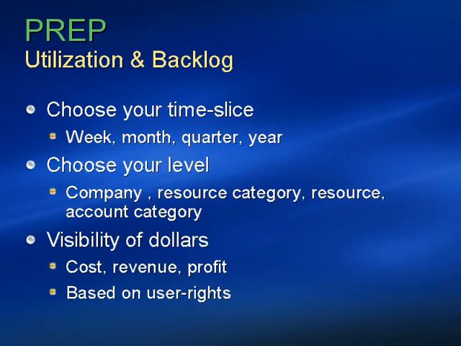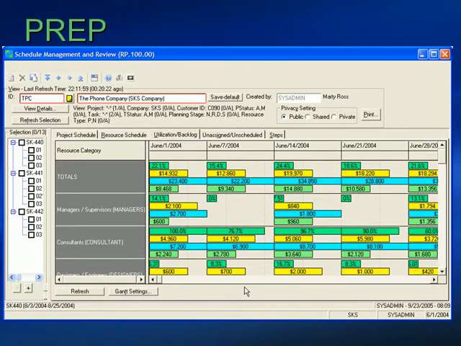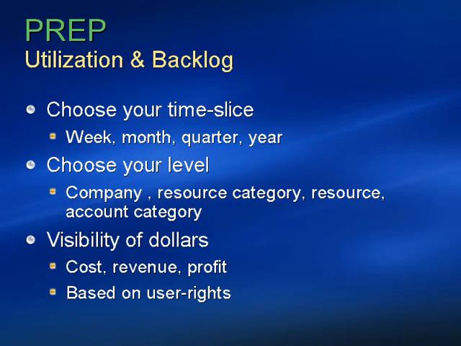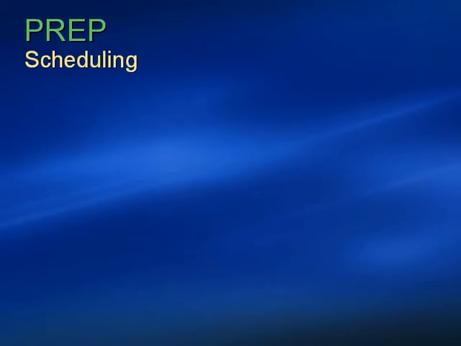As mentioned previously, we have the ability to view the projected cost, revenue, and profit dollars of that backlog, assuming we have the proper access rights. Here's a screenshot that shows just that. We're assuming the same time slice and level information. We've simply checked a box that says to include dollars. Here we see the cost, revenue, and profit dollars that consultants are scheduled to contribute to the week of June 14th. Remember that all these settings can be saved as a view that we can simply recall and run at any time in the future.